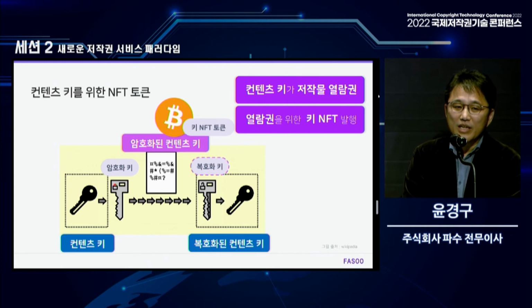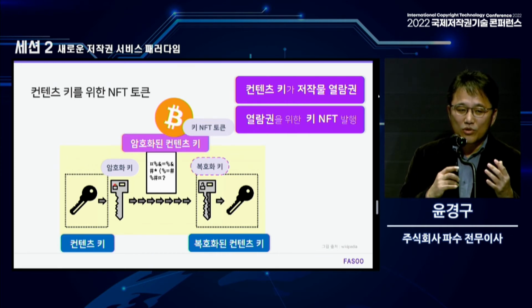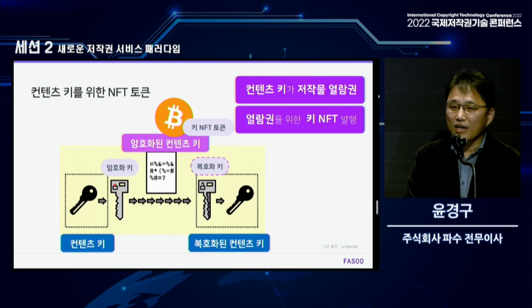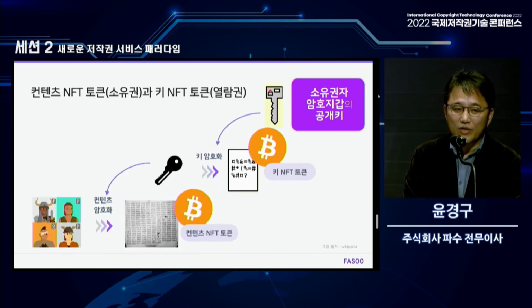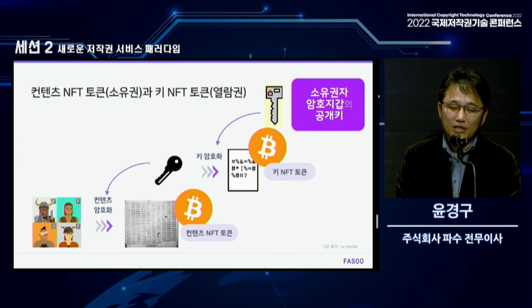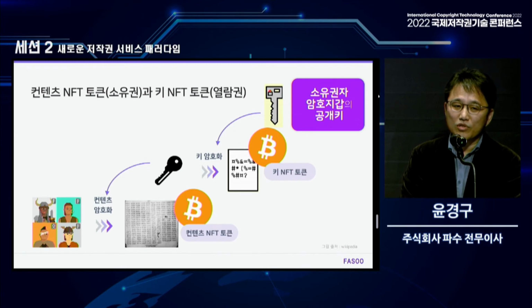And there will be another key token that can be issued. This key token will contain the encrypted content key. So if you use the content key, you can have access to this work. That means this content key should be encrypted. In blockchain, you are expected to use an encrypted wallet. Basically, an encrypted wallet has a symmetric key, and it also has a public key.